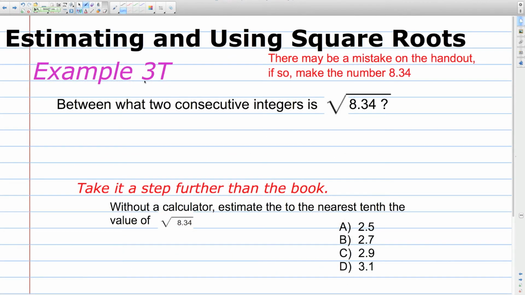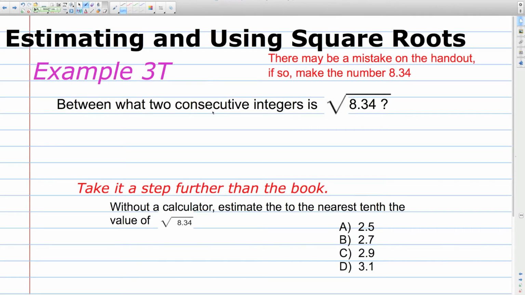In example 3T, before we get started, I want to point out that this number here might look like 28.34 in the handout that you're using. Just scratch it out, make it 8.34. I just want to point that out before we get started.